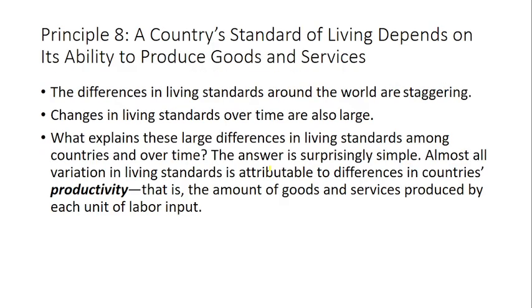Now, principle number 8: a country's standard of living depends on its ability to produce goods and services. There is truth in that. There is nothing surprising in this argument. We know that our ability to produce goods and services decides our standard of living. If you are able to produce more goods and services within a short period of time, it does mean that you are more efficient.